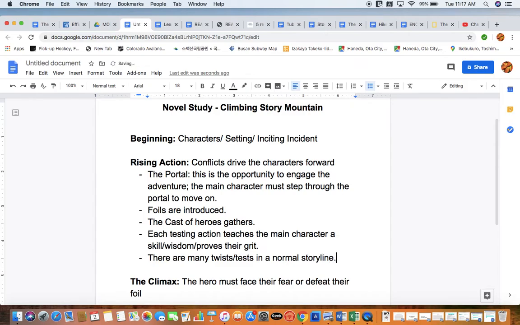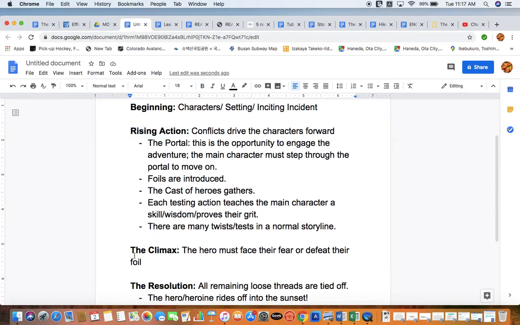And so then also within this rising action section of the story, which was the main section of the story, there will be many twists and turns. There will be many tests, and there might be some unexpected developments, and those are all there to keep the story interesting and to drive the growth of the character forward. Okay, so let's move to the next major component of our story mountain.